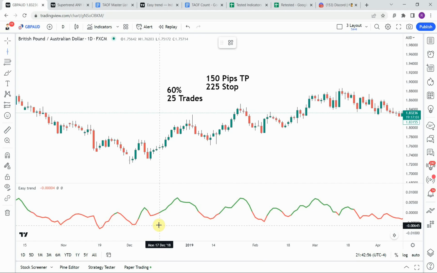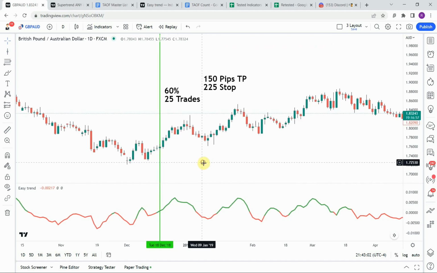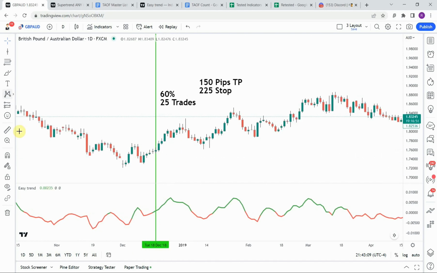And so right here we are in red, we switch or shift to the green right here on that candle, and you can see that we get a really nice push to the upside there, which would have gotten us to our take profit.